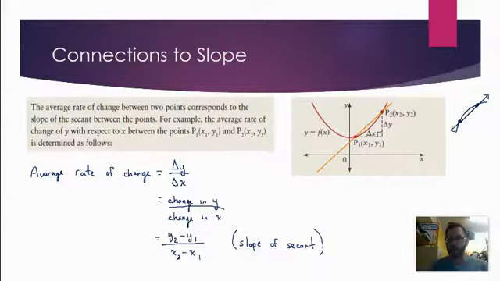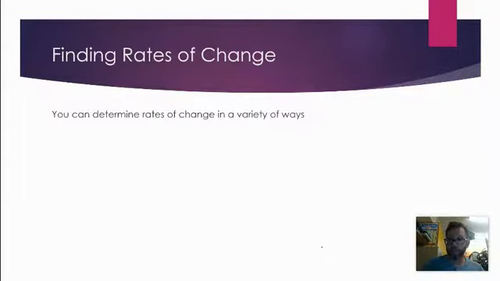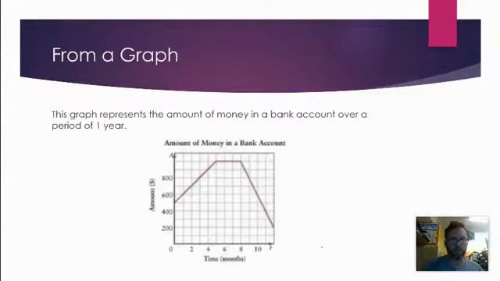So the big idea so far: average rate of change is how the dependent variable is changing with respect to the independent variable, and it's connected to the slope of the secant joining those 2 points. For the remainder of this video lesson, we're going to find rates of change in a variety of ways. The first way is from a graph.